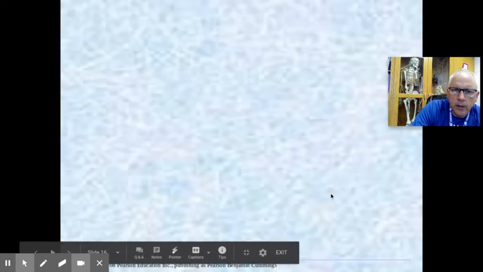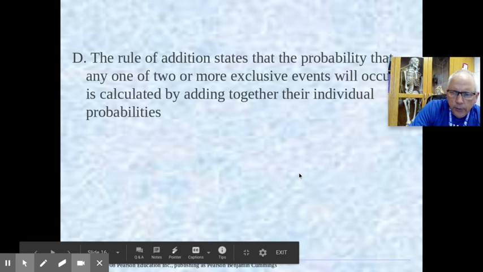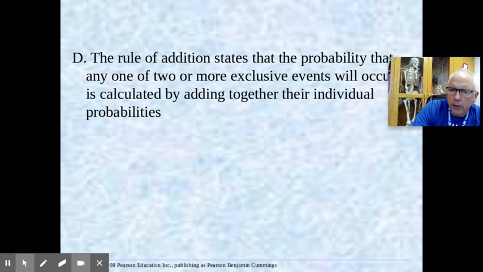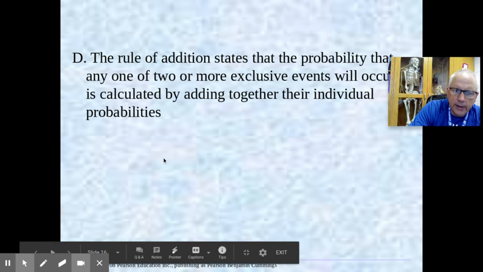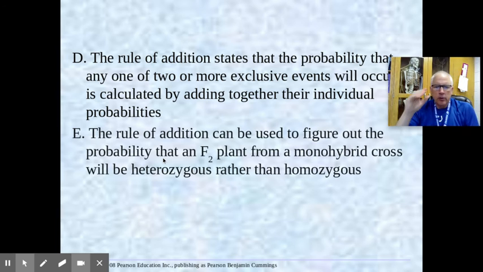All right. Now, the rule of addition states that the probability that any one or two or more exclusive events will occur is calculated by adding together their individual probabilities. And again, this will make more sense when we do our little lab activity, but let's look at this. So the rule of addition can be used to figure out the probability that an F2 from a monohybrid cross will be heterozygous rather than homozygous.